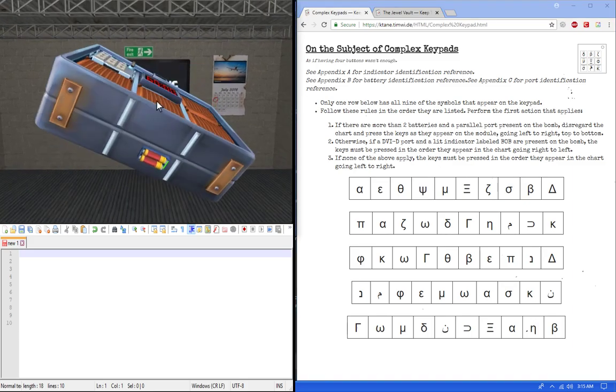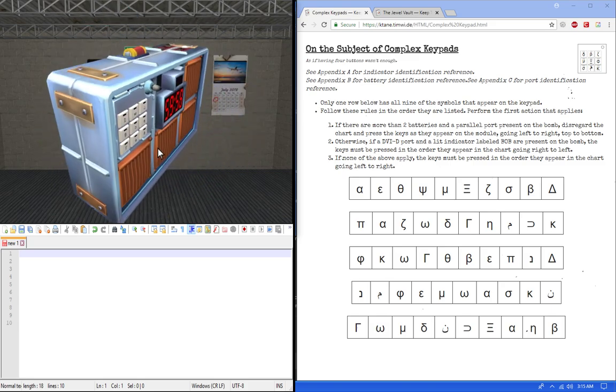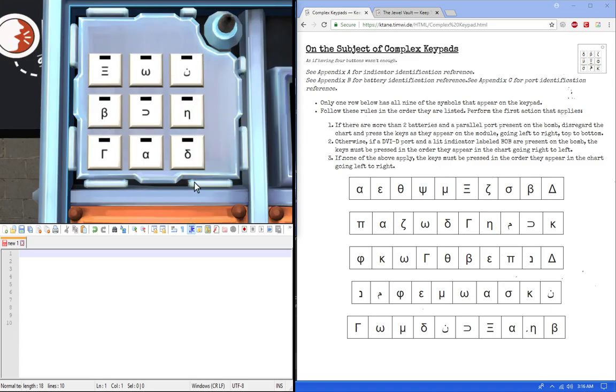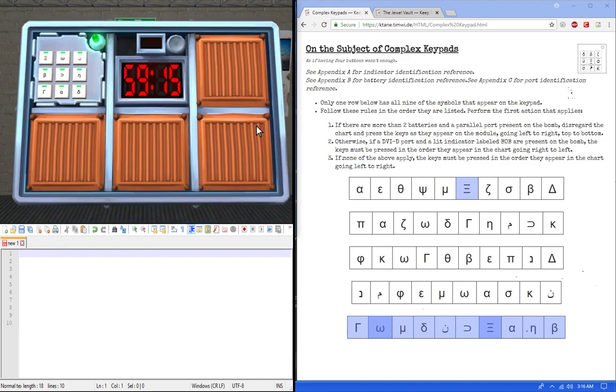And we'll quickly check if any rules apply. So let's see. No parallel port, no DVI-D port, so we don't have anything to worry about. We're going to go left to right on the chart. So we have 3 lines, which is here, here. I don't see any other place. Omega. Omega is going to be definitely right here, and that's going to be the only place where it should be. So we're going to press upside down L, Omega, Mu, which is not the symbol on here. And then delta, 1 eye smile, U on its side, 3 lines, alpha, eta, and beta.